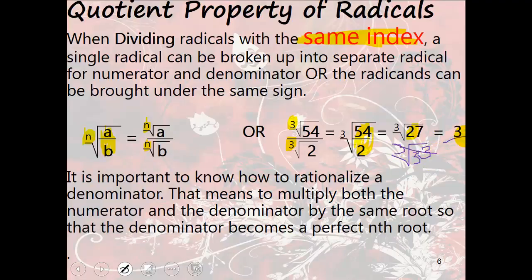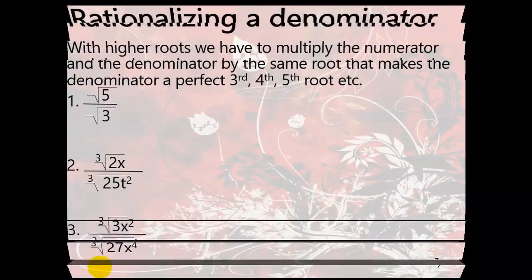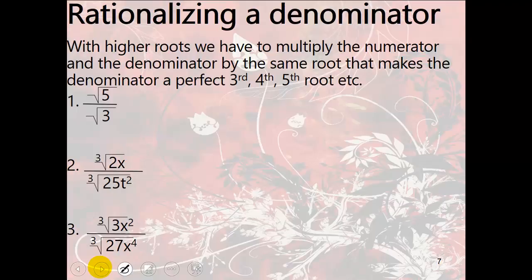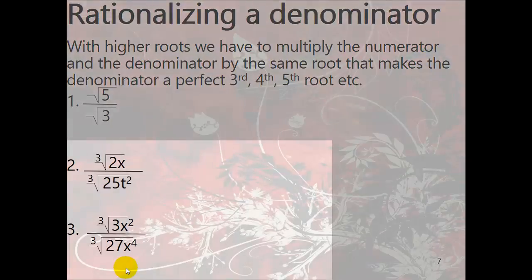So not every radical can be simplified like that, so it's really important that we know how to rationalize the denominator. So we're going to talk about that for just a little second. So what we're doing is we're looking for whatever we need to do to make the denominator a perfect nth root. We've done it with square roots before.